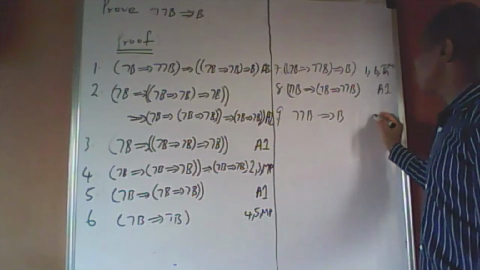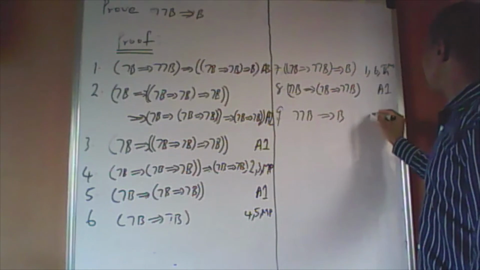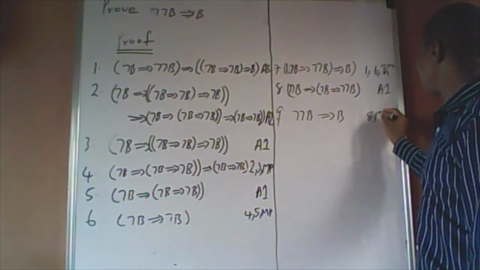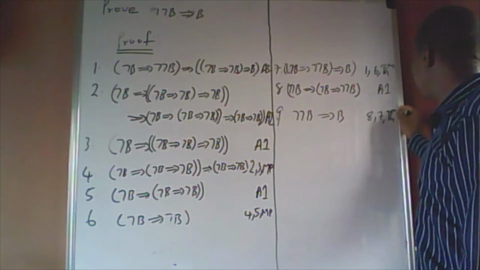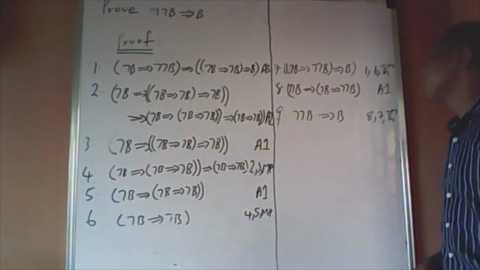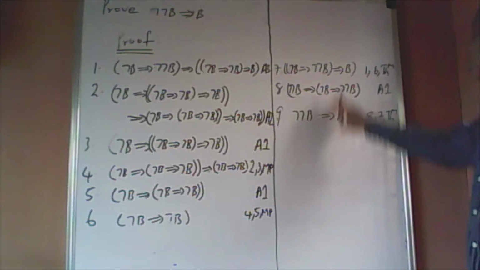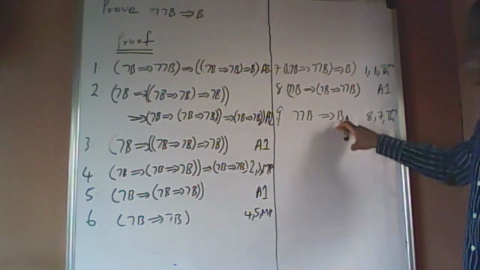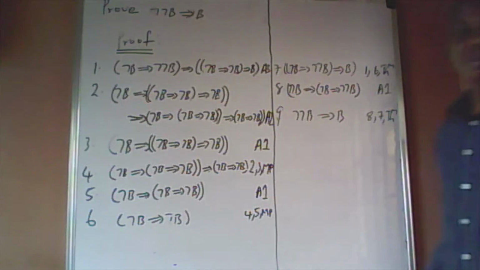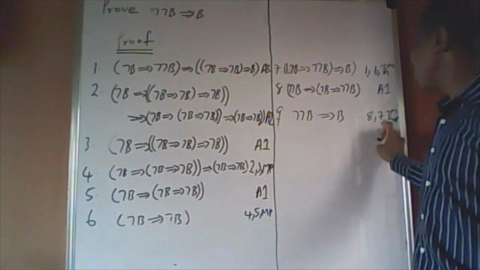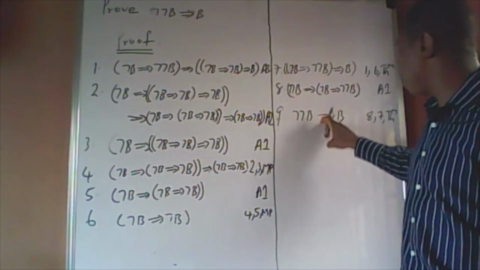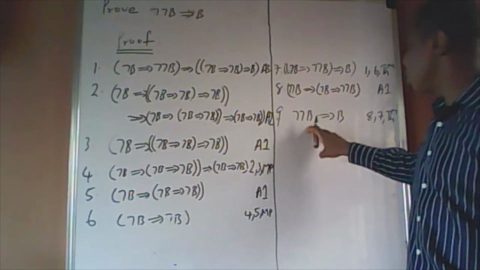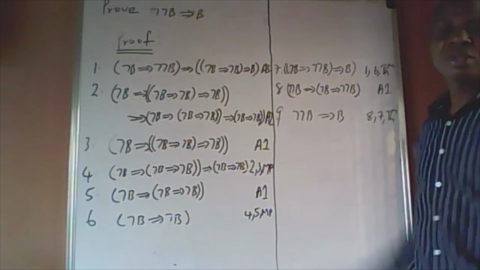That is 8 and 7, theorem. Because this is a theorem. From this and this, we can get this as a theorem. So this is the end of the proof. We have already proved that not B implies not B implies B. Thank you, viewers.